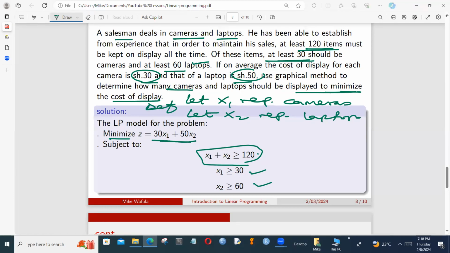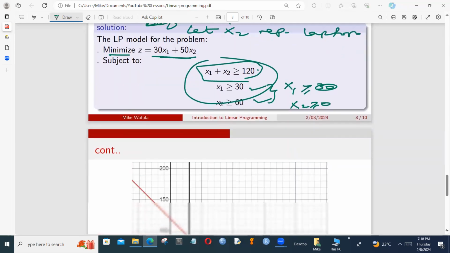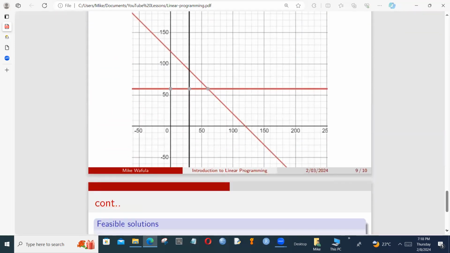Now, once you have inequalities of individual decision variables like this, these ones take care of the non-negative constraints, in that you don't need to state x1 greater or equal to 0 and x2 greater or equal to 0. So this is our formulated linear programming model. And so we need to graph these three constraints on a Cartesian plane and determine the feasible region. And so this is our line x1 plus x2.